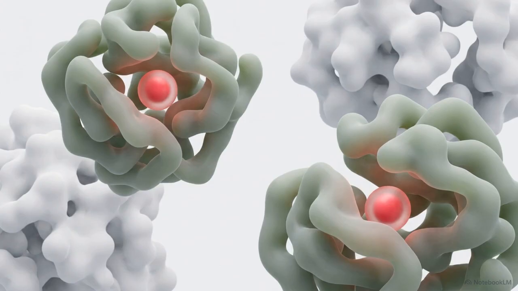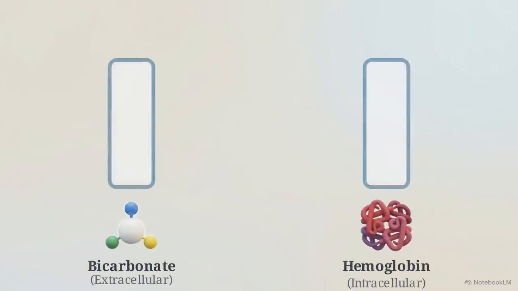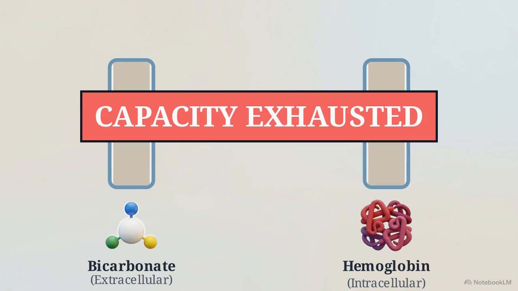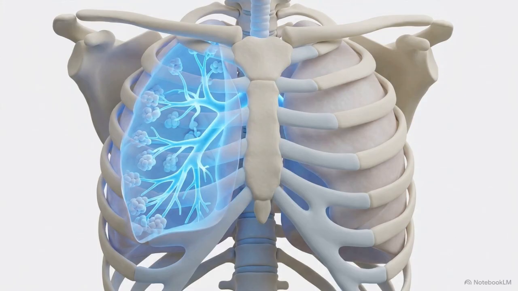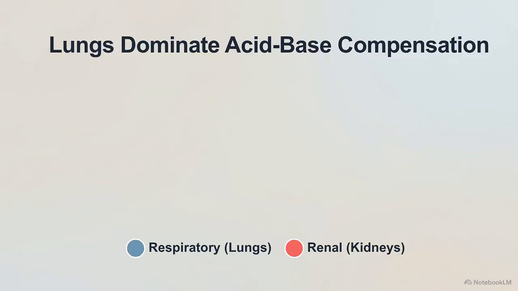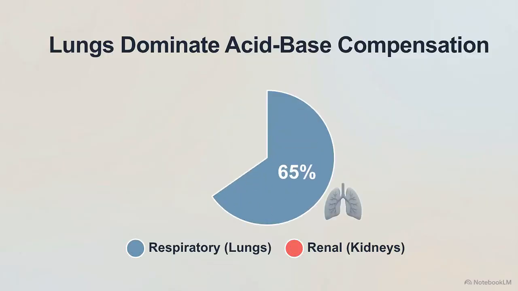The chemical defense intercepts hydrogen ions the moment they appear. The primary tools here are the extracellular bicarbonate carbonic acid system and intracellular buffers like hemoglobin, but their capacity is easily exhausted. Once the buffers are saturated, rapid respiratory control takes over. By hyperventilating to eliminate carbon dioxide, the lungs handle roughly 75% of the body's necessary compensatory response.